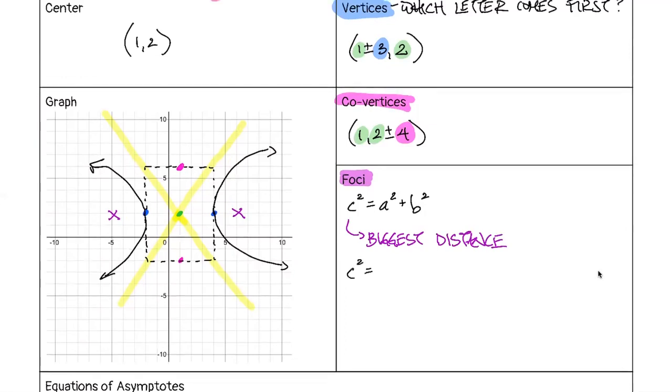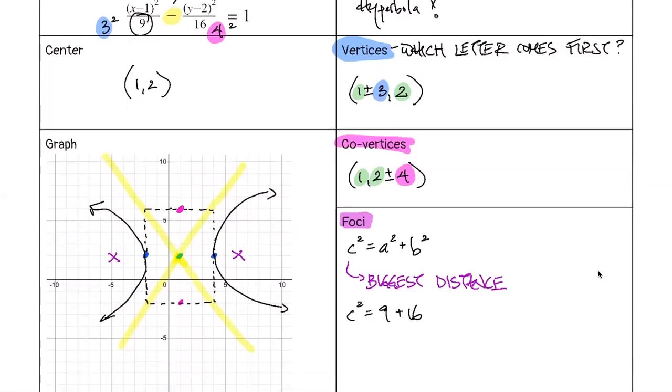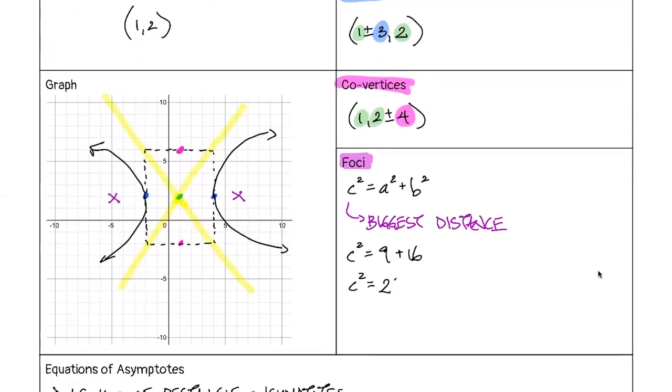If we plug in our numbers from our equation, we'll get c squared equals 9 plus 16, or c squared equals 25, or c equals plus or minus 5. And what that means for us is from our center, we add and subtract 5 from the x value. And then we can count exactly where our foci are. So let me erase my sketches from earlier. From the center, I'm going to count out 5. So 3, 4, 5. And then the other way, 1, 2, 3, 4, 5.